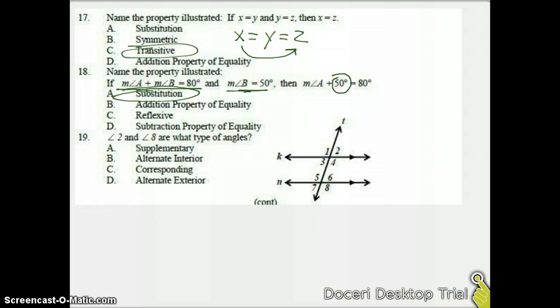On number 19, angles 2 and 8, if we mark them here, and look at our angle types. Well, we know it's not alternate exterior because they're not on opposite sides. 2 and 7 would be alternate exterior, and 1 and 8 would be alternate exterior. They're not interior, so they're not alternate interior. They're not corresponding because they're not in the same location. 2 and 6 would be corresponding, and 4 and 8 would be corresponding. But the fact that we could move 2 down to where 6 is, and those two would be a linear pair, which means they're supplementary, we're going to go with the answer of supplementary.